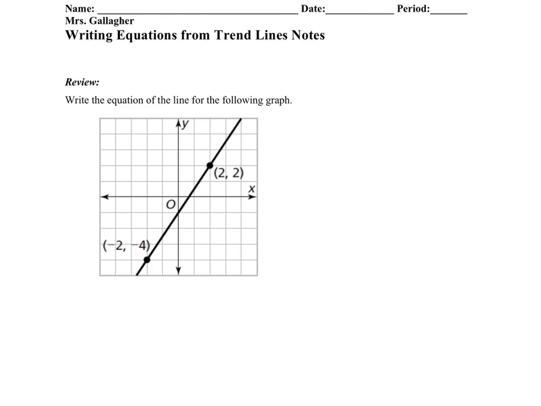So let's review how to write the equation of a line for the following graph. We have a line on our graph, and when we want to write the equation, we're going to use slope-intercept form. If you recall, slope-intercept form is y equals mx plus b. Our m stands for our slope of the line, and our b stands for our y-intercept.